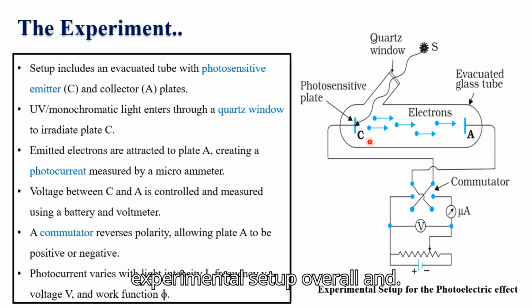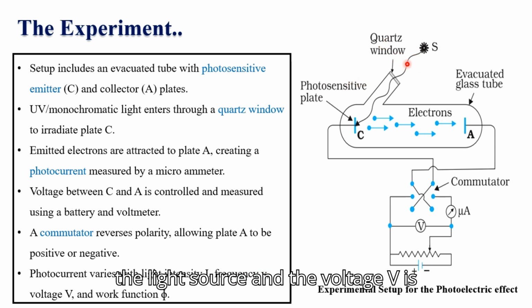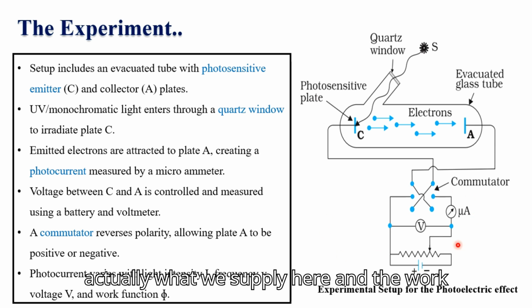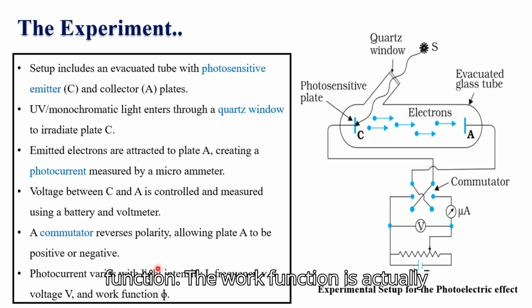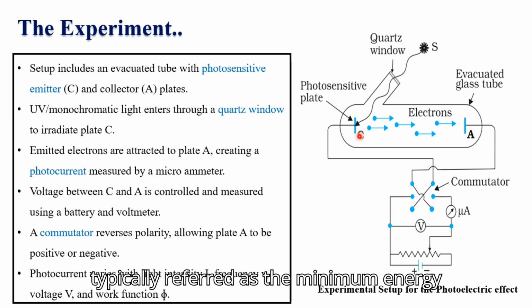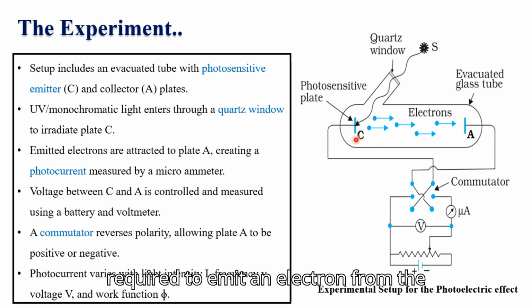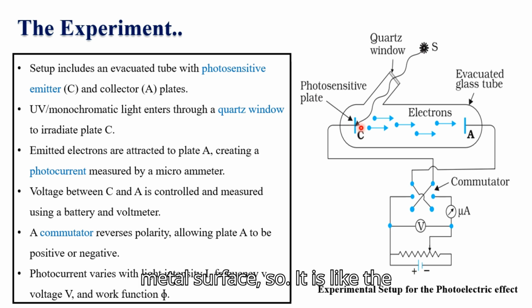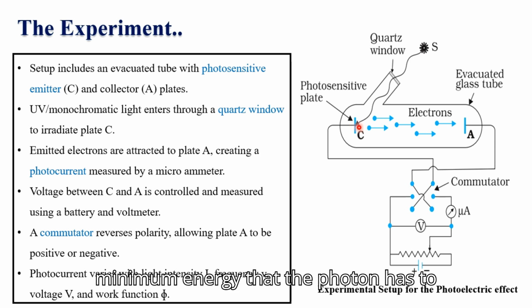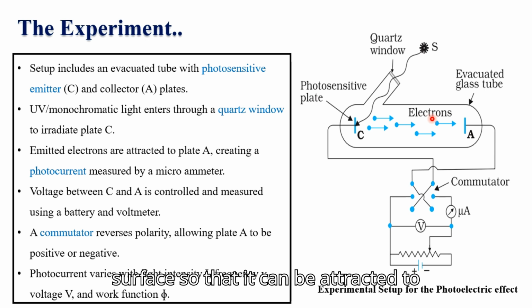Okay. So this is the experimental setup overall, and the photocurrent varies with the light intensity I, the frequency, the voltage, and the work function phi. The intensity and the frequency are of the light source, and the voltage V is what we supply here. The work function is an interesting quantity because it is typically referred to as the minimum energy required to emit an electron from the metal surface. So it's the minimum energy that the photon has to give to emit an electron from the metal surface so that it can be attracted to the plate A.